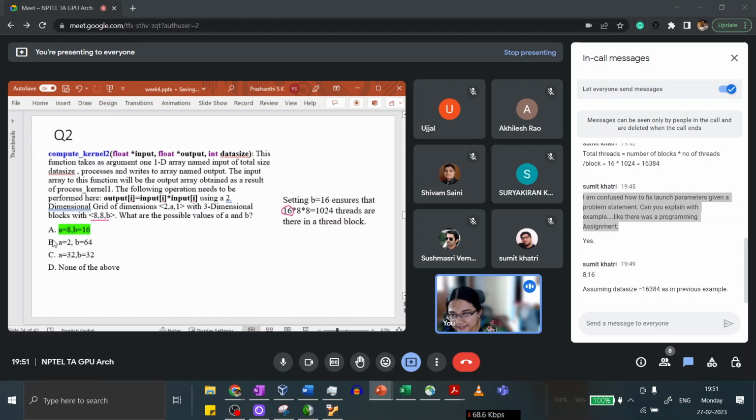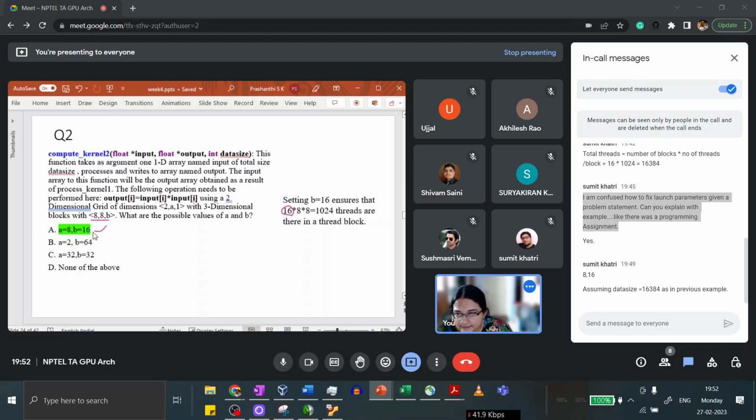So you straight away go and say this is the answer. But here's the other thing I want you to keep in mind, right? You might think at this point that the rest of the question is irrelevant. So does the kernel even matter? Given any kernel, I could ask you this question. I have 8 comma 8 comma b. What would be b? And it would be 16, right? Because your maximum is 1024. So what does the rest of the question have to do with this setting of a and b?